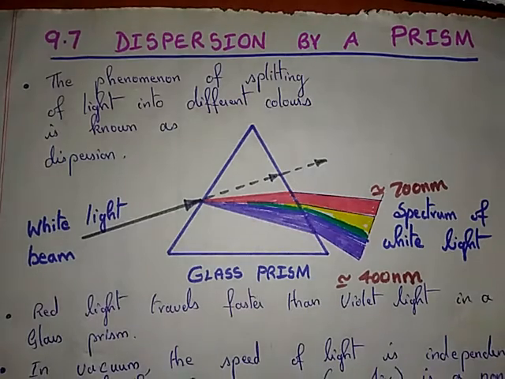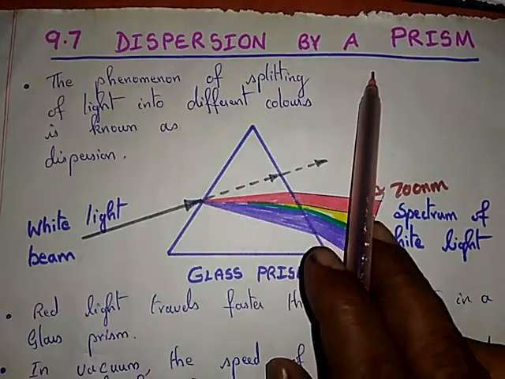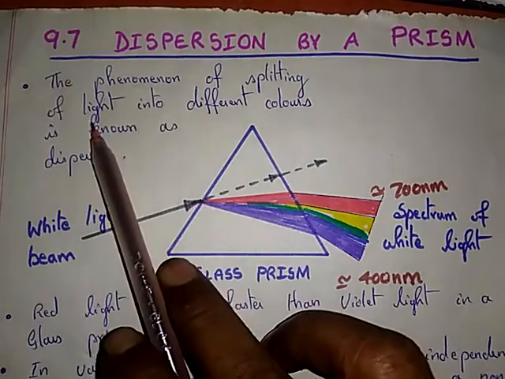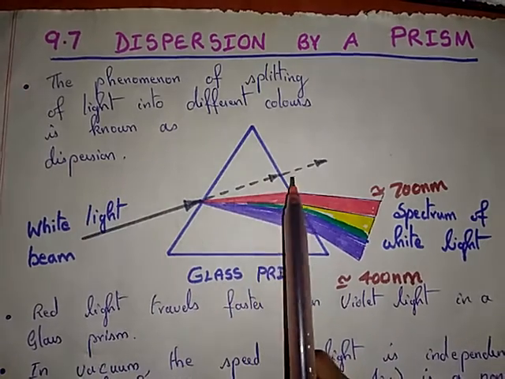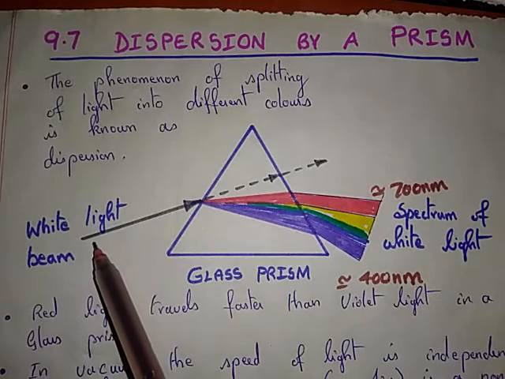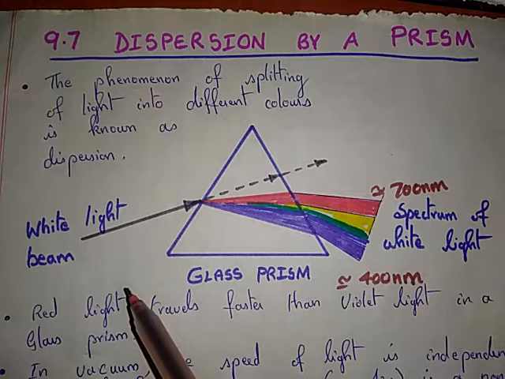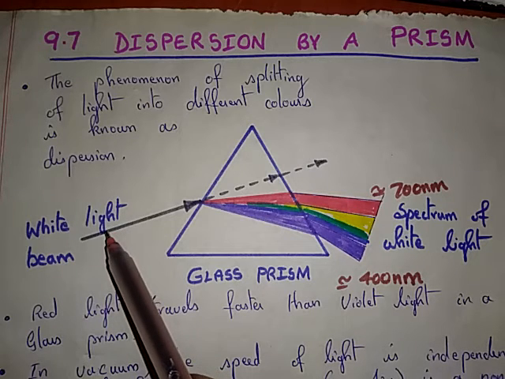Hello viewers, today we are going to see about dispersion by a prism. The phenomenon of splitting of light into different colors is known as dispersion. So we have a glass prism here. We allow white light to fall on the glass prism. If I say white light, basically it means sunlight.